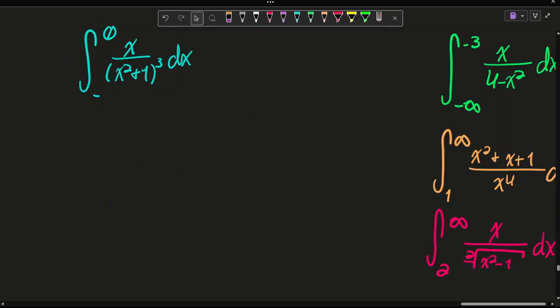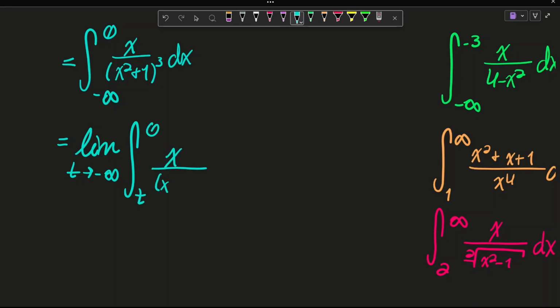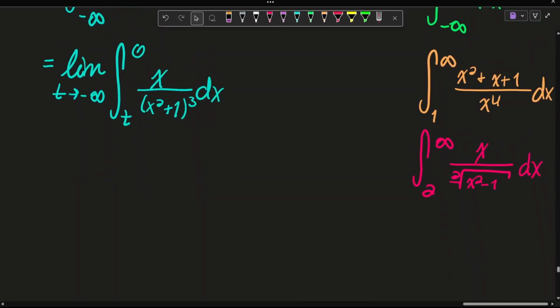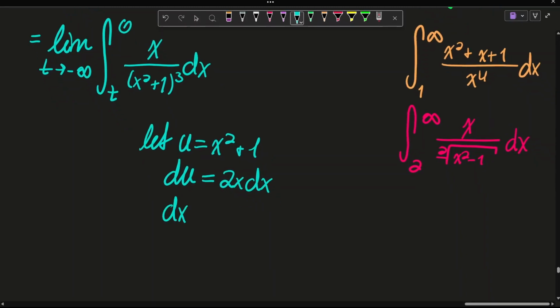Alright, now here, we can also do the limit statement: the limit as t approaches negative infinity of the integral from t to 0 of x over x squared plus 1, cubed, dx. Now this looked complicated at first, but it's really not. If you let u equal x squared plus 1, du is equal to 2x dx. Pretty easy, right? So that means dx is equal to du over 2x.